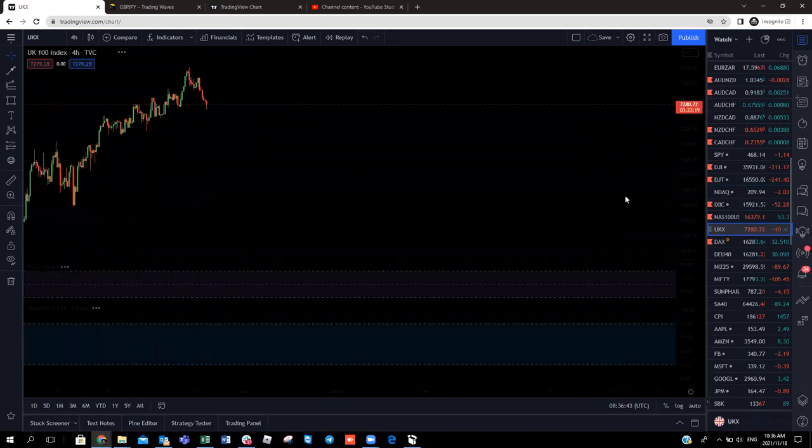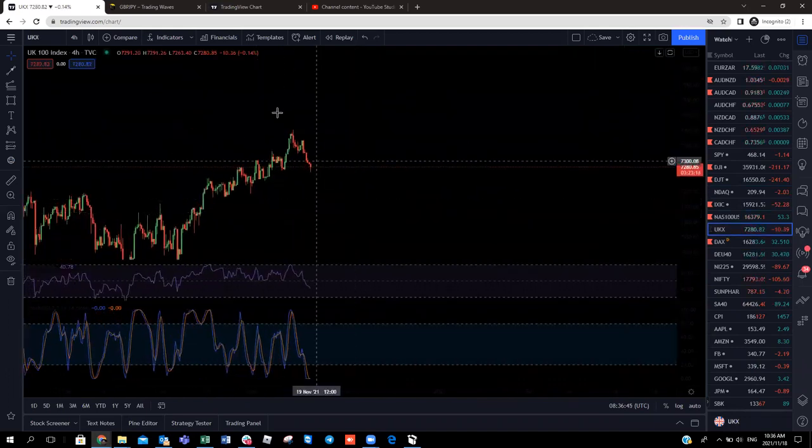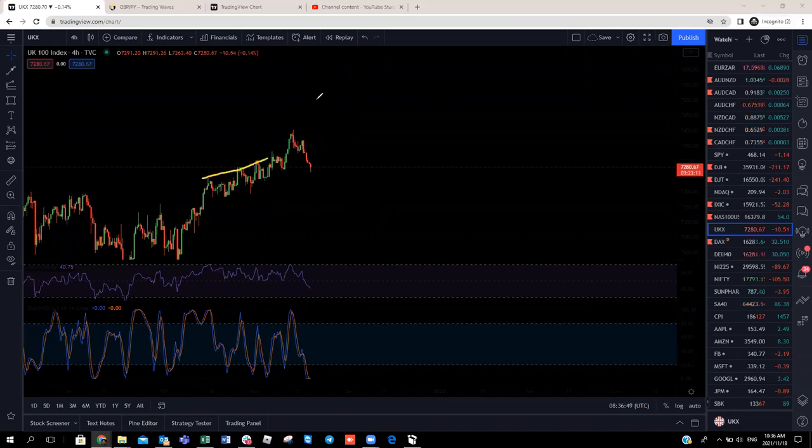UK 100. UK 100, we know that that's going to be a pullback after this divergence that we're seeing here. This is making higher highs. We're going to see this. We can even see this pullback here, giving us one more.